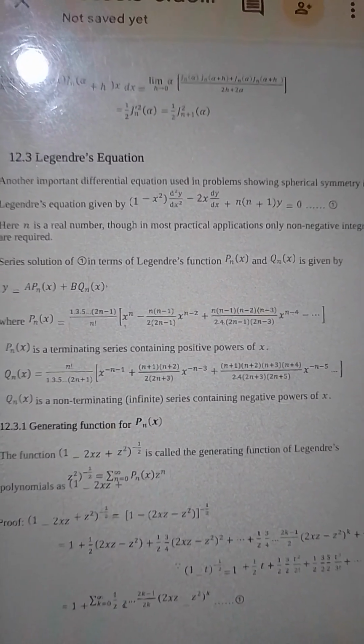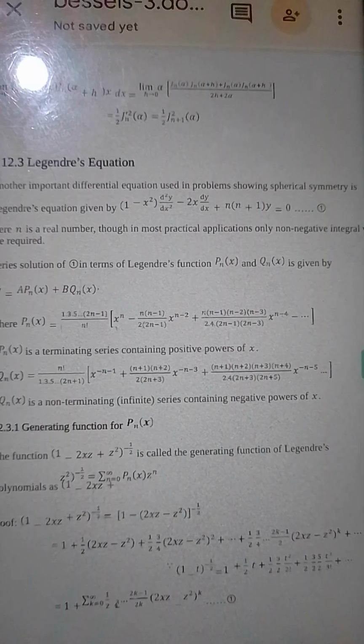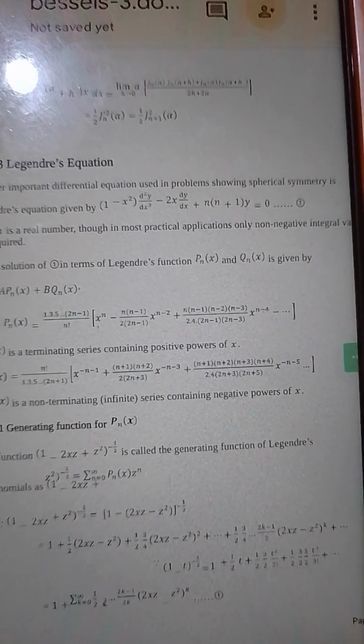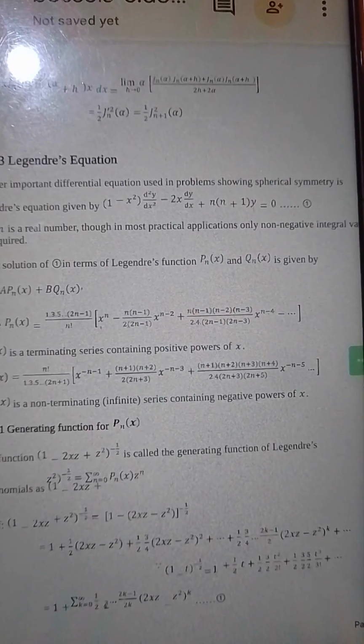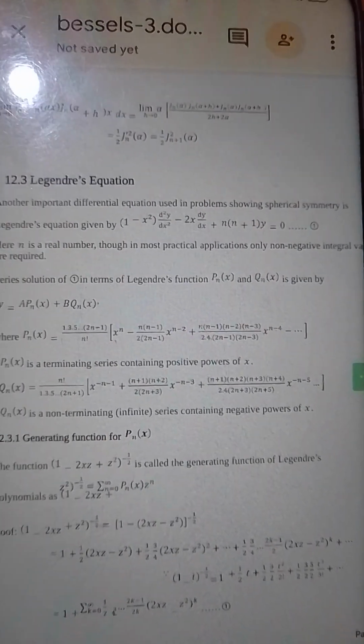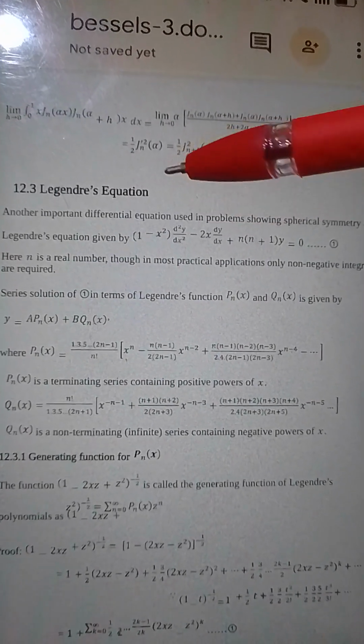Hello everyone. Today we are going to discuss Legendre's equation and some results which are very important for MSc and higher classes mathematics. So let's get started. Legendre's equation.